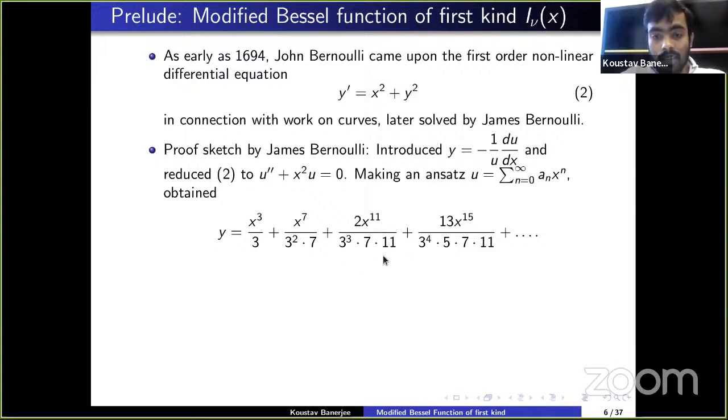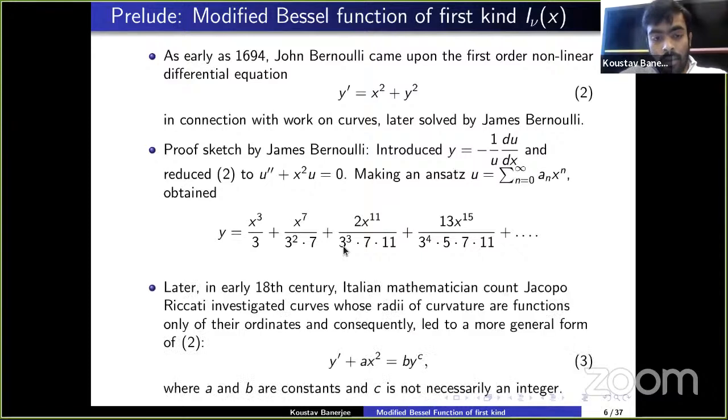So this was the first hint to get a certain kind of solutions for a differential equation that was later presumed to be connected with the Bessel function, which was confirmed by the mathematician von Lommel. But later, in the early 18th century, the Italian mathematician Count Jacopo Riccati investigated those curves whose radii of curvature are functions of their ordinates, and consequently this led to a more general form of the differential equation y prime equals x squared plus y squared.